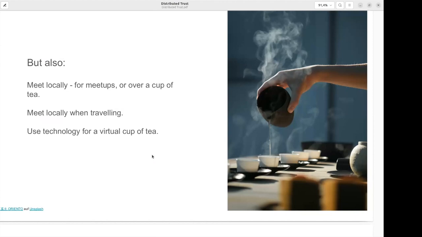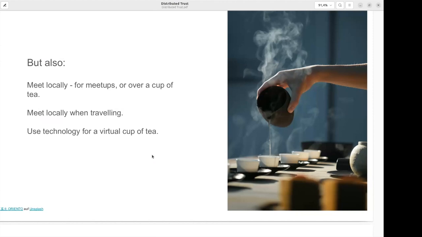They meet for meetups, they meet over a cup of coffee. It's extremely simple to go to one of my fellow committers who's also located in Berlin to tell them, hey, can we meet for breakfast? Yeah, sure, totally. They know the value of meeting in person.